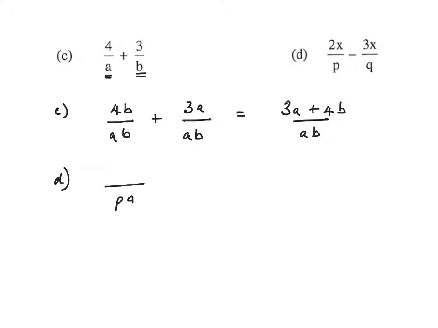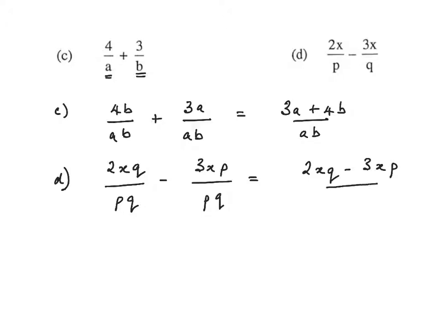Common denominator is going to be PQ. So I multiply the first fraction by Q, and I multiply the second fraction by P. Now that gives me 2x Q minus 3x P over PQ. And what I might do is just take out x as a common factor, so that's 2Q minus 3P over PQ.